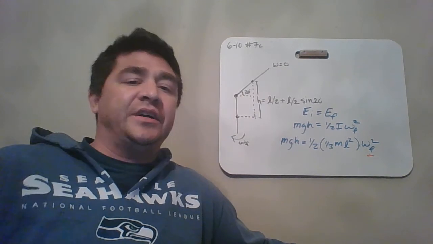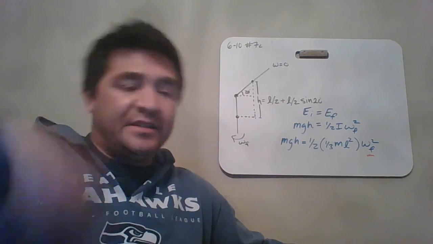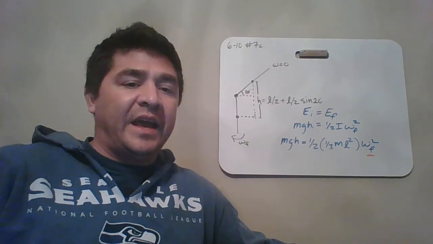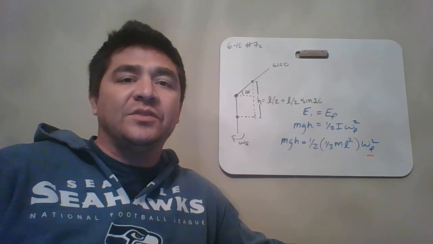So what do we have going on here? We have our stick. It's starting at 20 degrees above the horizontal. It swings down and hits the vertical wall of the castle, and they ask us for the final velocity with which it strikes the castle wall.